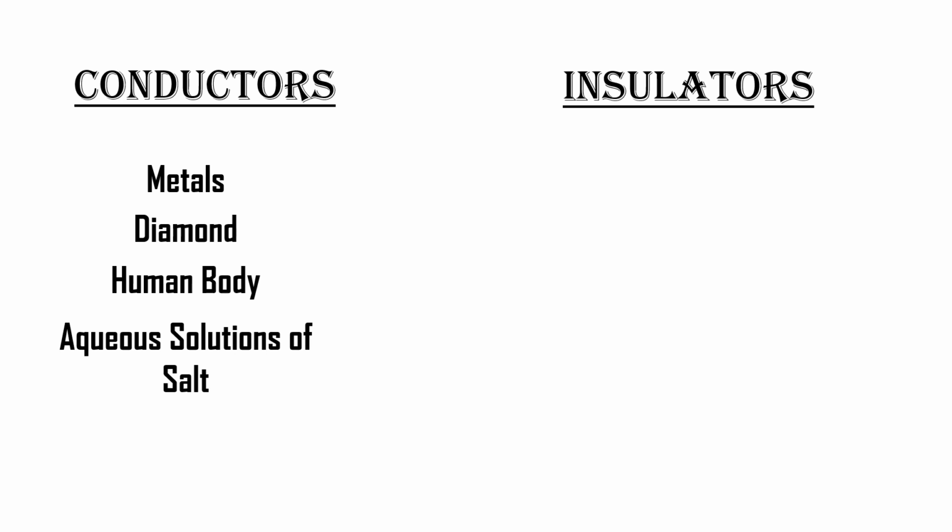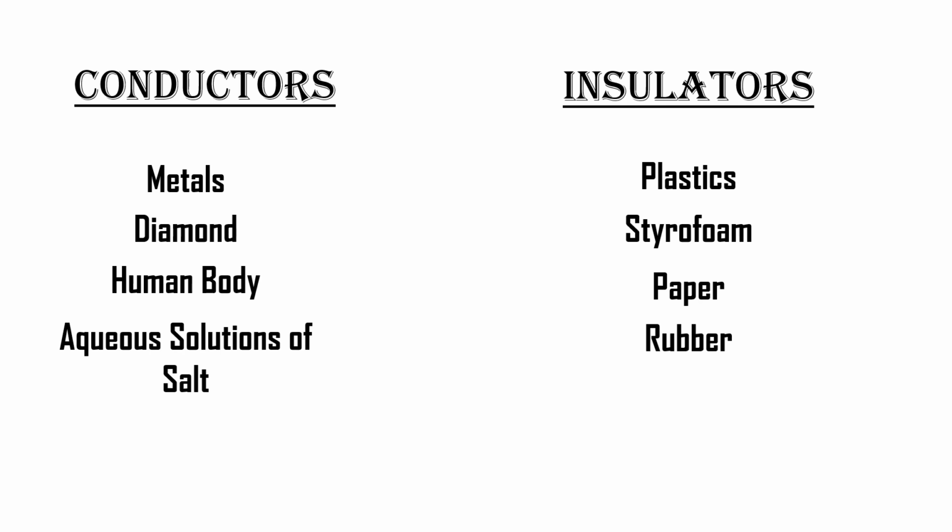On the other hand, insulators are any material or object that does not allow the flow of energy easily, or it doesn't permit the flow of energy easily. And some examples are plastics, styrofoam, paper, rubber, glass, and dry air.